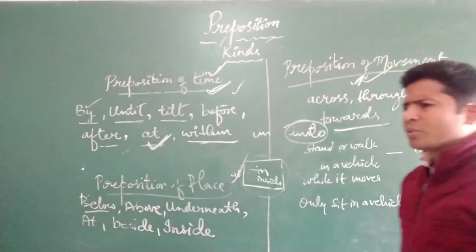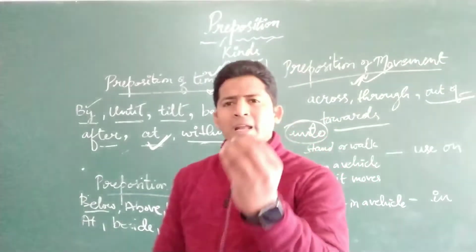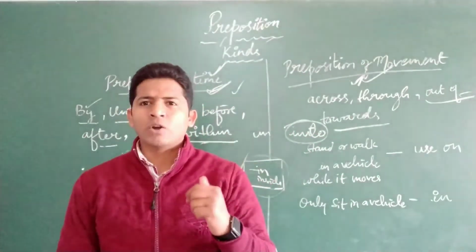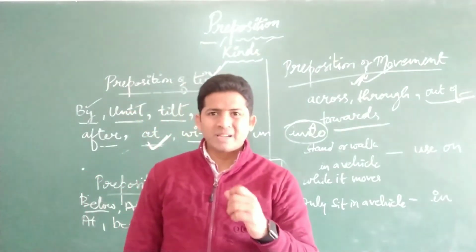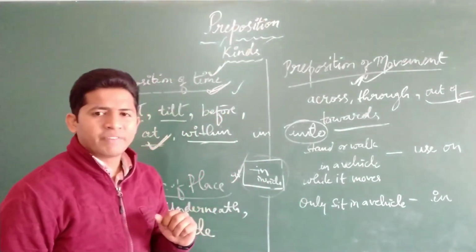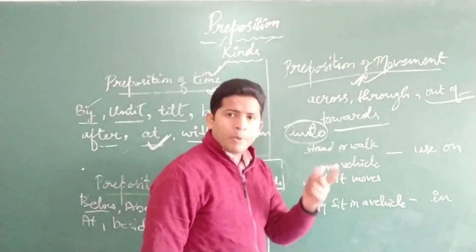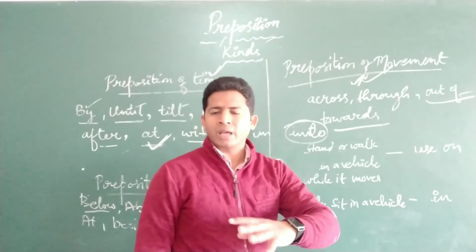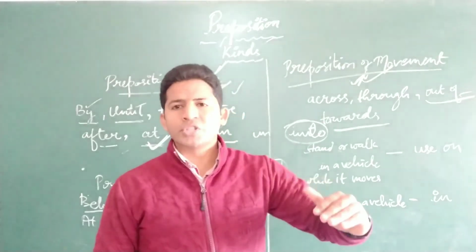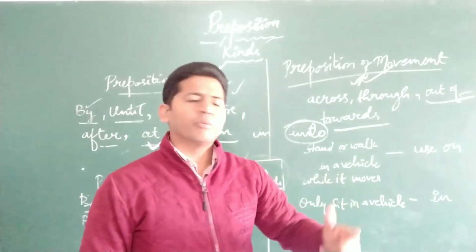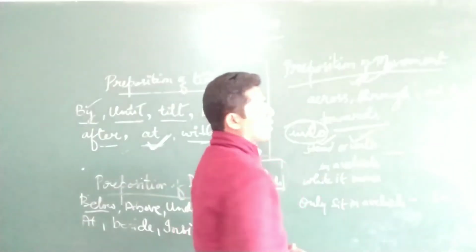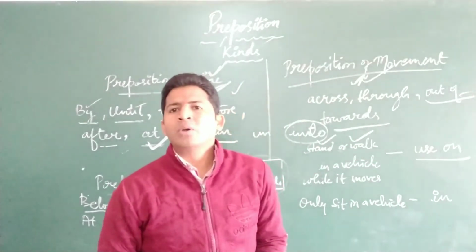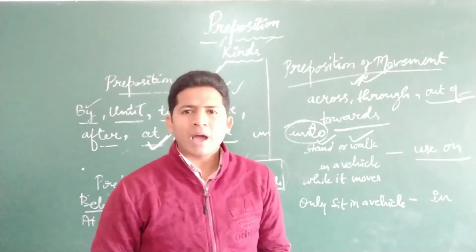There are certain situations where you will find confusion, like when we talk about the movement of vehicles. We can use in also, or inside also. So what are the different cases? Let's understand that. Suppose you are traveling in a vehicle and that vehicle is in motion, and in that vehicle you can either stand or walk, then we use on. Like I am going to the Andaman and Nicobar Islands on a ship.